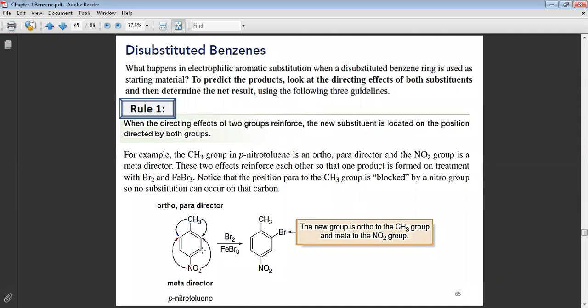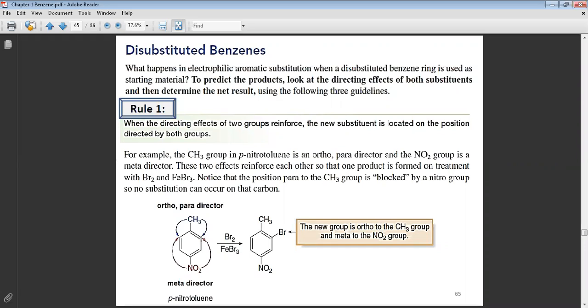or to the down? To the up. Why? Because the methyl is ortho and the NO2 is meta director. So 100 percent, the BR will go to here, not to here. Okay? That means the CH3 group in this example and the NO2 group reinforce each other, in this position.